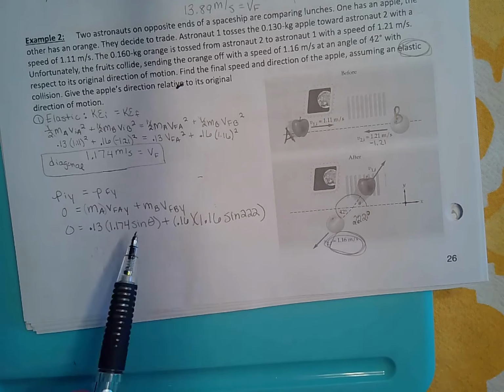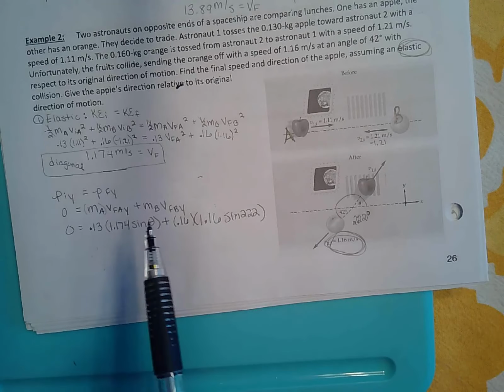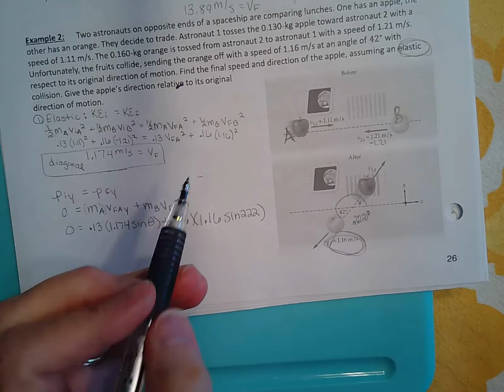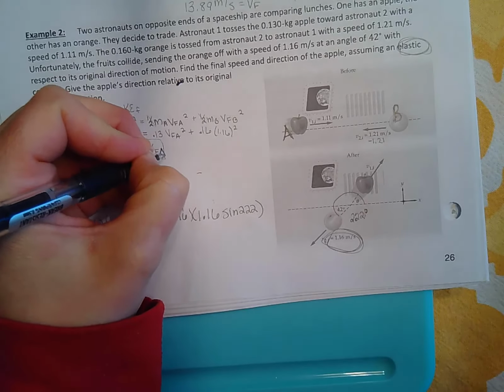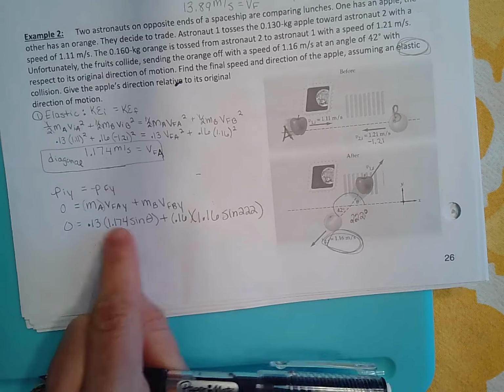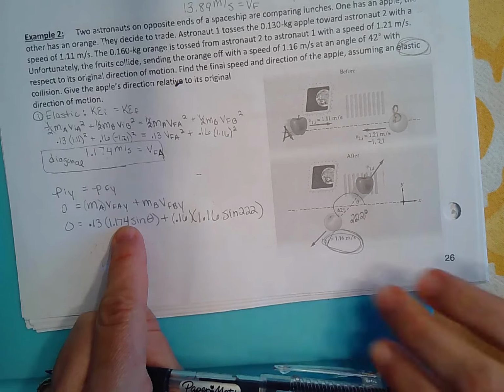Now, something I did want to acknowledge, and if you see I made some eraser marks, is that up here, this 1.174, this was for the final velocity of A. That's why I did not use it right here for this final velocity. I only used it for the final velocity on this one because this was for A.